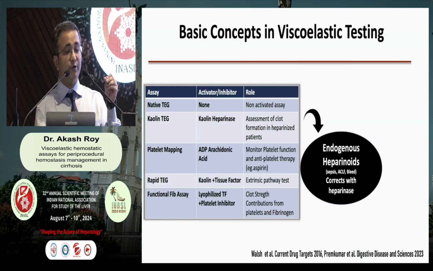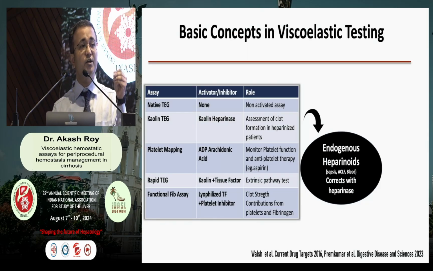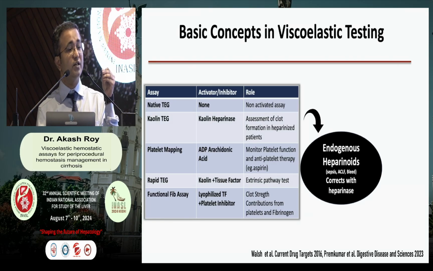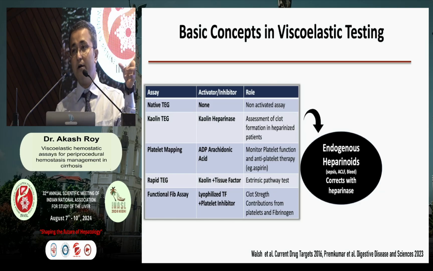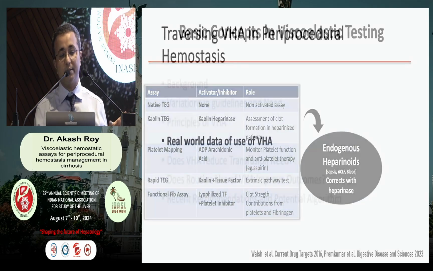But one thing that you should remember is that this also accounts for endogenous heparinoids. Patients with sepsis, SIRS, ACLF tend to have these endogenous heparinoids, which have to be corrected. So if you've got a long R, always think of using heparinase, which will correct for these endogenous heparinoids.